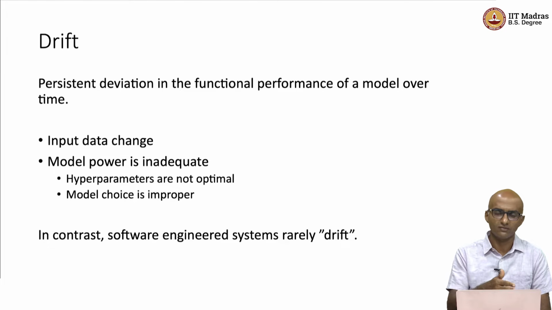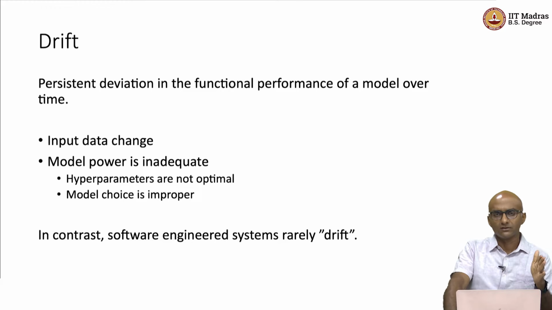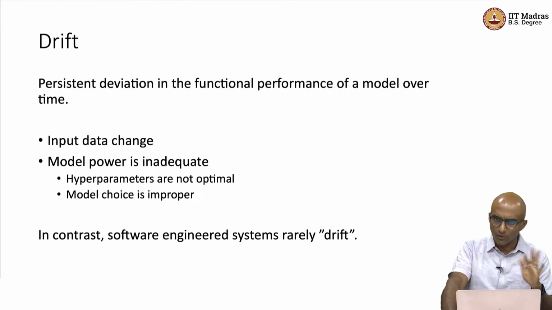So the more drift happens and you don't detect it, the more you are susceptible to taking suboptimal decisions, and in fact incorrect or extremely wrong decisions as well. So you've got to be really careful about this. The persistent deviation is what is important. There are small deviations which are possible, feasible, and might even be tolerable, so we're not talking about those. We're talking about persistent deviations in the functional performance of a model over a period of time.